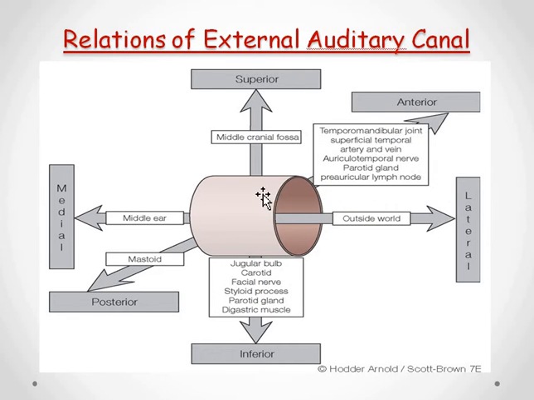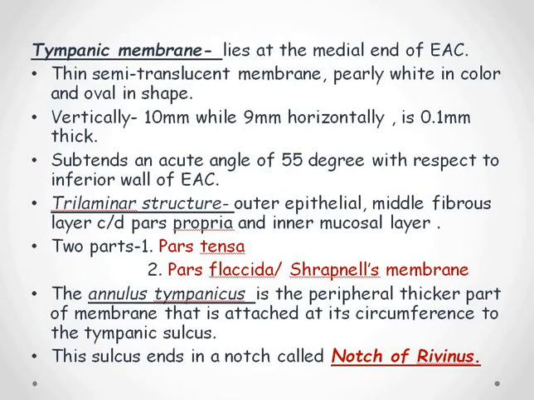Now these are the relations of the external auditory canal. Very simple. Superiorly, if you see, there is the middle cranial fossa. Below, we will see the jugular bulb, the carotid, the facial nerve, the styloid process, the parotid gland and digastric muscle. Posteriorly are the mastoid air cells, medially is the middle ear, and laterally is the outside world. So these are the relations of the EAC, the external auditory canal.